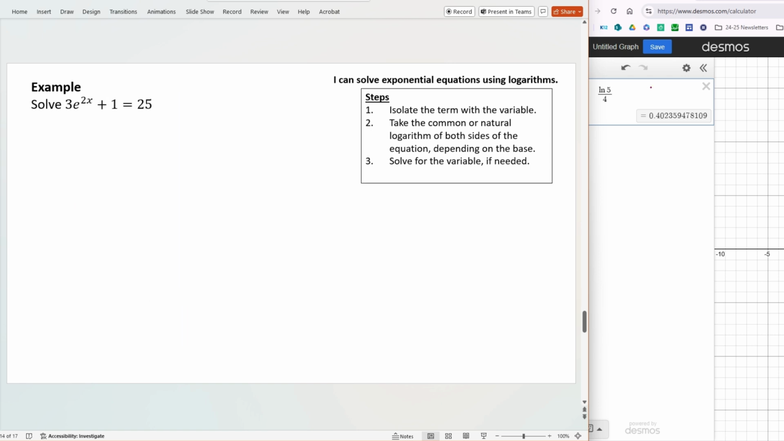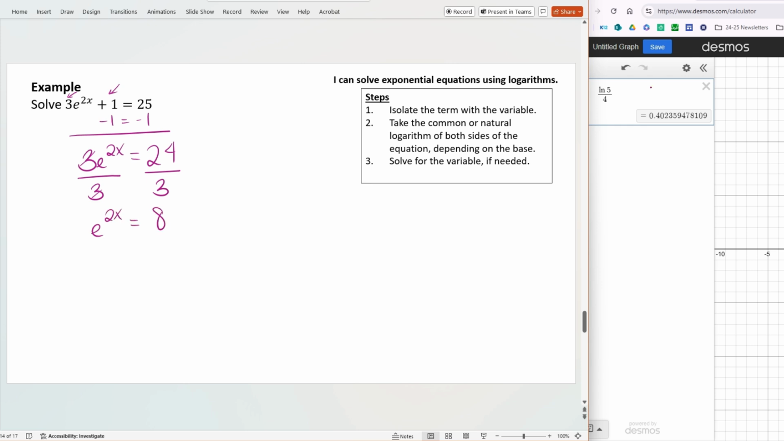Okay, so now let's try this problem. Well, here I have a base of e in my exponential term, but notice my exponential term's not isolated, right? It's not isolated because I have this 3 and I have this plus 1. So I'm going to start off by subtracting 1 from both sides. And when I do that, I get 3e to the 2x is equal to 25 minus 1, which is 24. Now I need to go ahead and divide both sides by 3. So that's going to give me e to the 2x is equal to 24 over 3, which is 8.